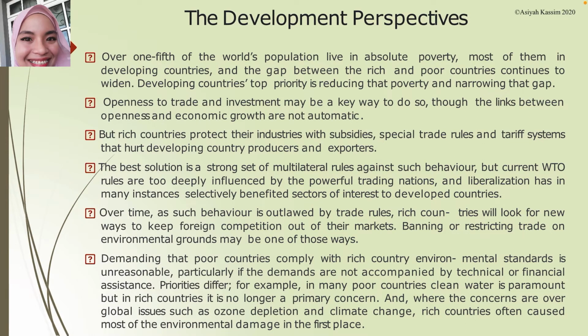So over 1/5 of the world's population live in absolute poverty, most of them in the developing countries, and the gap between the rich and poor countries continues to widen. So developing countries' top priority is reducing poverty and narrowing the social gap. Openness to trade and investment may be a key way to do so, though the link between openness and economic growth is not automatic.